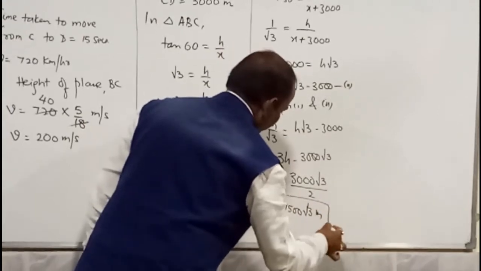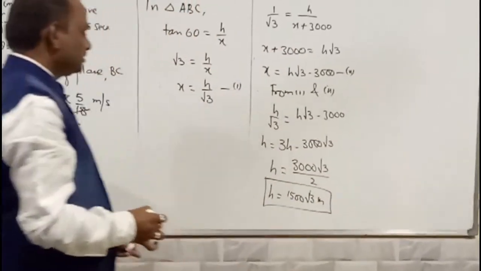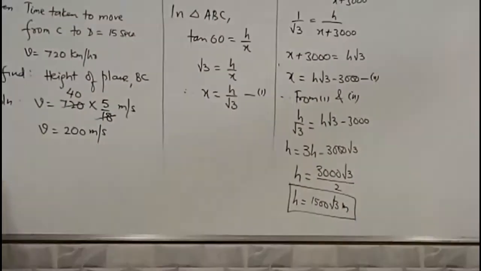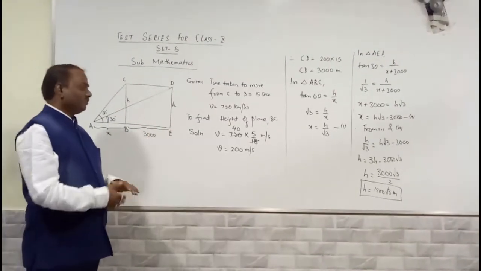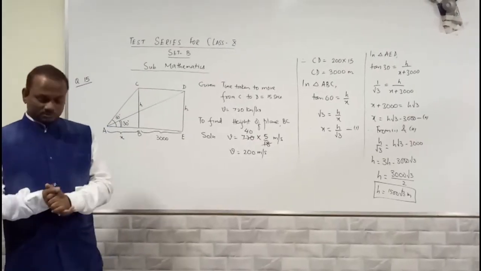So the height of the plane from the ground is 1500 root 3 meter. The value of root 3 is given in the question. You just need to put that value and find the answer in decimals.